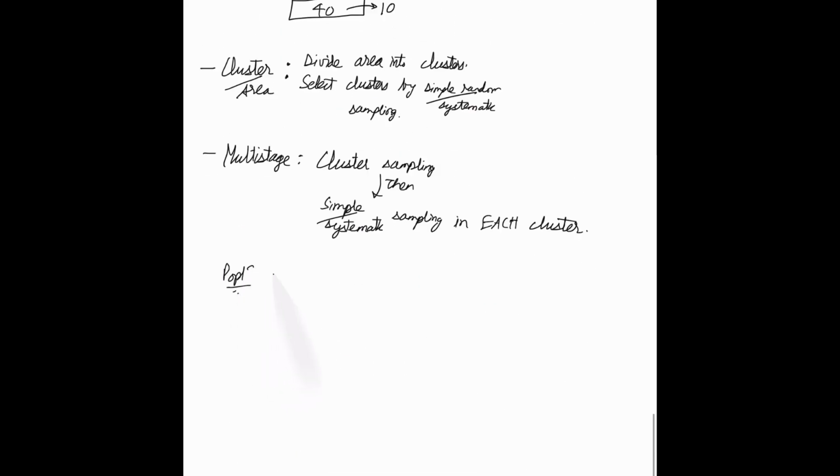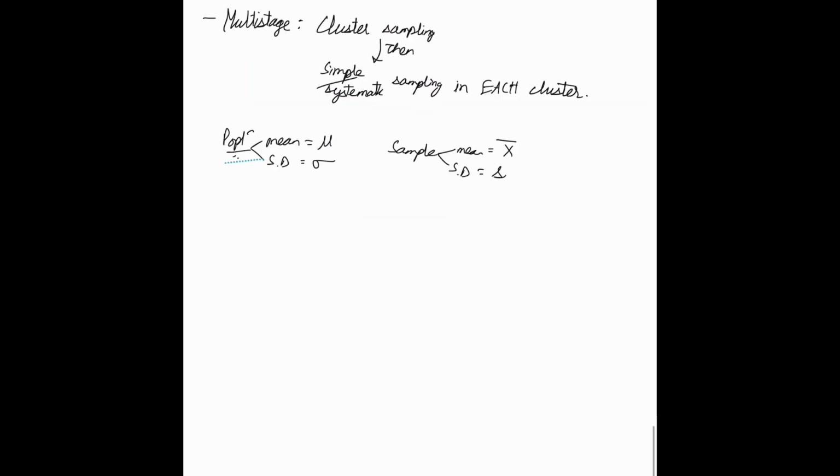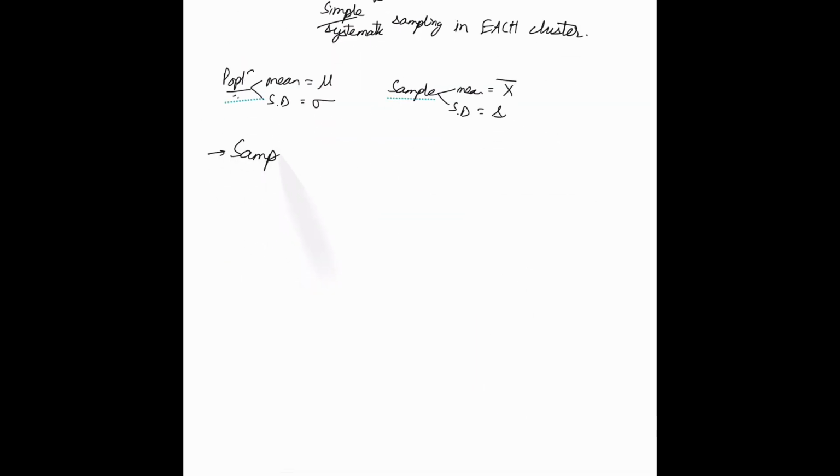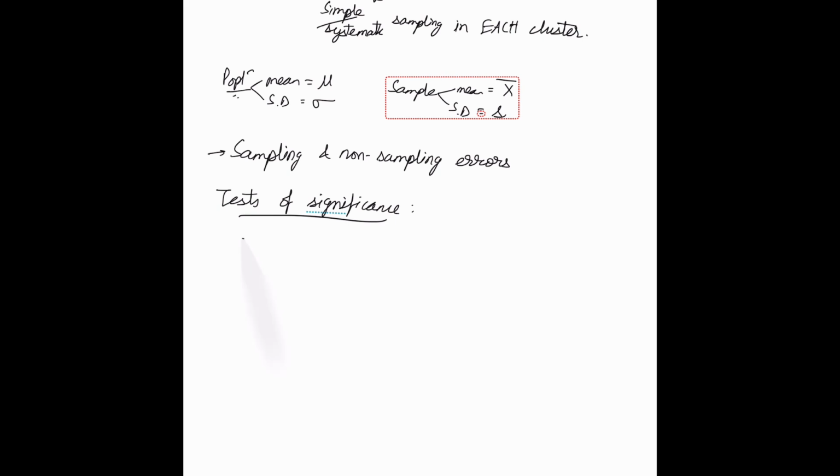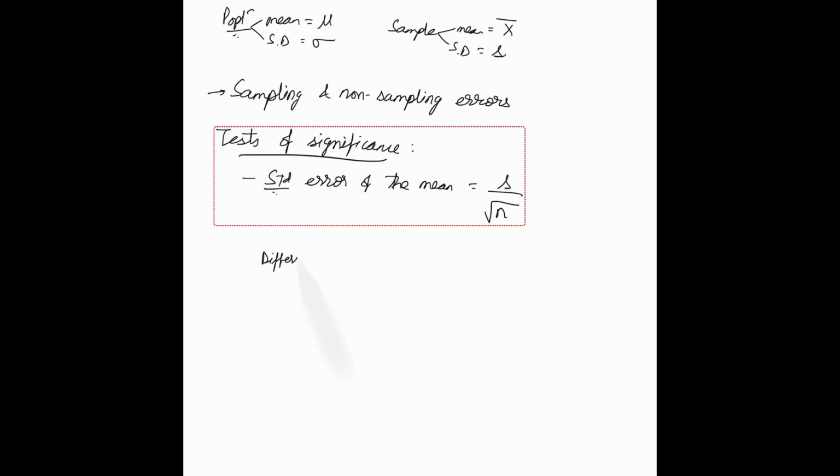You would have a different mean for a population level and a different mean at a sample level. So for a population, you would refer to the mean as mu in this textbook and standard deviation as sigma. And for a sample that you're sampling, you would represent the mean as x bar and standard deviation as s, simple s. We then see various sampling and non-sampling errors, and then we discuss the tests of significance. Firstly, the standard error of the mean, which is your sample standard deviation divided by the root of the sample size.